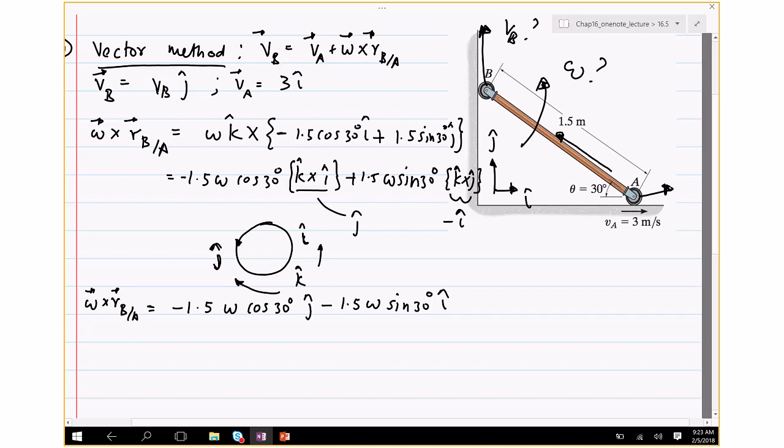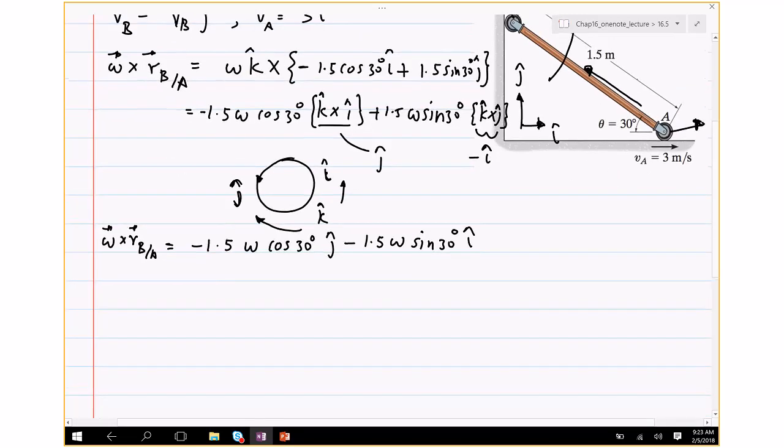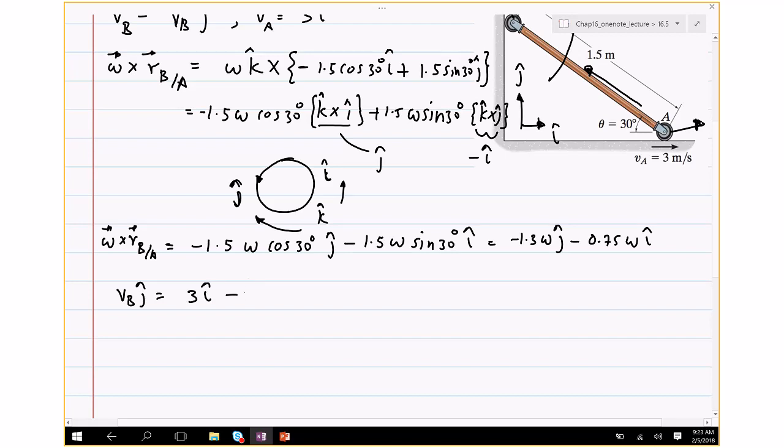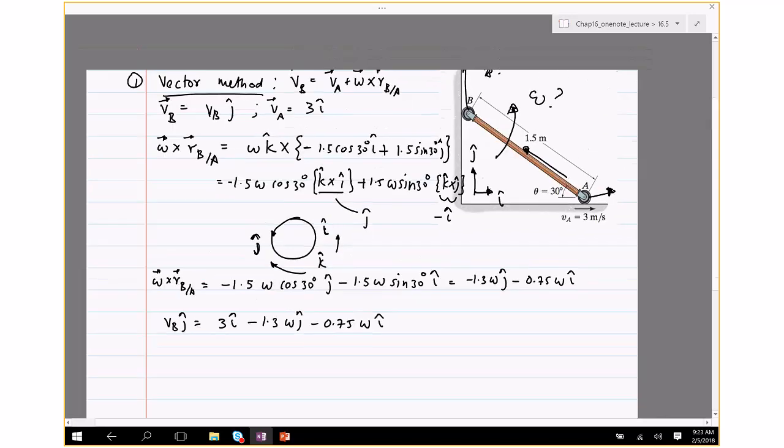Okay, so putting all this together, it is actually minus 1.3 omega j minus 0.75 omega i. Okay, so now we are ready to write the equation: V_B j equals V_A, which is 3i, minus 1.3 omega j minus 0.75 omega i.